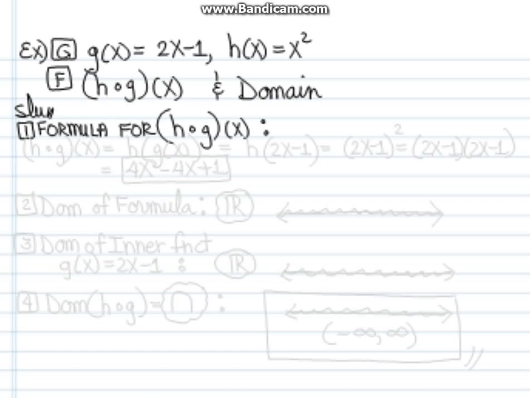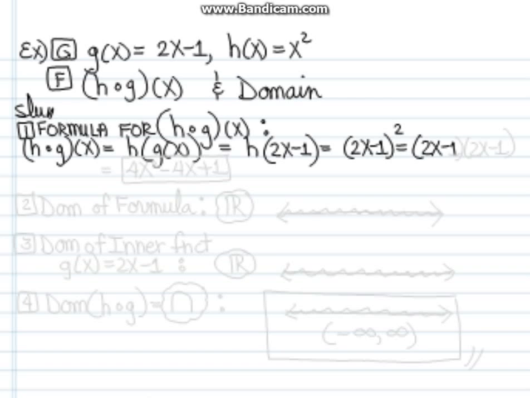Okay, well, h composite g of x is equal to h of g of x, which is h of, replace g of x with 2x minus 1. So evaluate h at 2x minus 1. We get 2x minus 1 squared. So we go 2x minus 1 times 2x minus 1. FOIL that and combine like terms. We get 4x squared minus 4x plus 1. That's our new formula for h composite g.